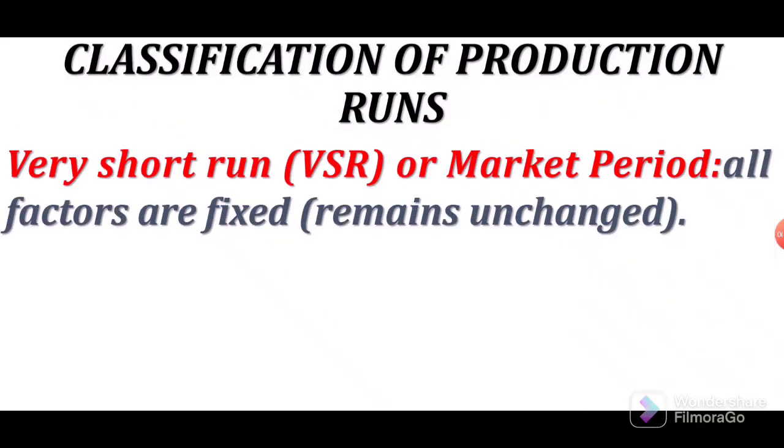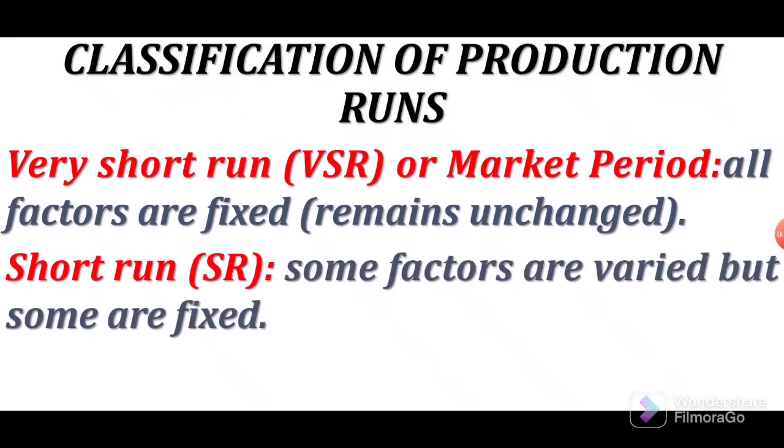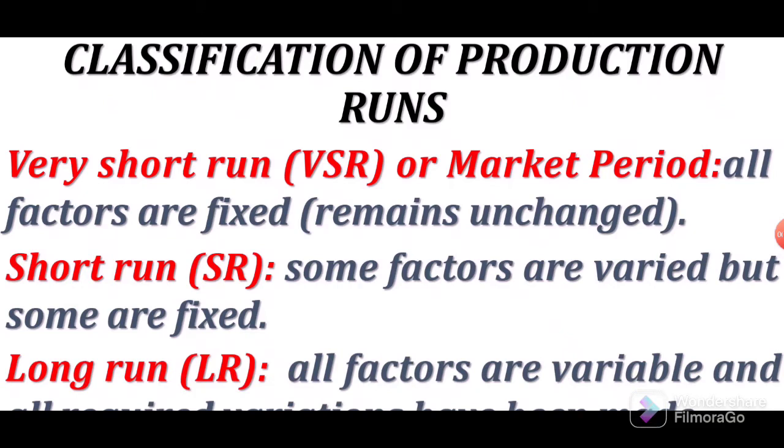Now there you go to the main points. Three production runs: very short run or market period, all factors are fixed, remain unchanged. Please remember all these runs. Then you have short run, some factors are varied but some are fixed. Long run, all factors are variable and all required variations have been made.